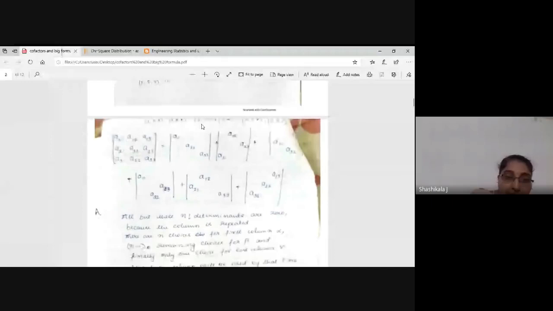I will take one column from the second column, because I can't take this, it is already there. I will choose this column, and now I can't take this row and this column. What is left out? It is A33. Understood?